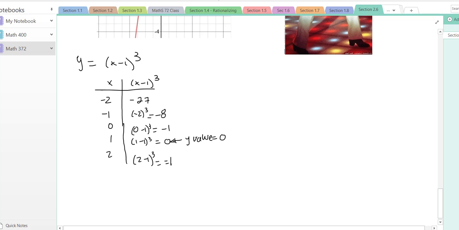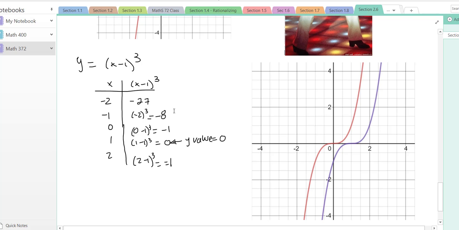So what does that mean for our graph? Let's take a look. This is the graph that we get. Our y value of 0 is now at x equals 1. Notice that at 1, it's right there, so the point (1, 0). Whereas on our parent graph, our y value of 0 was at x equals 0. So notice that it moved over to the right 1. Essentially this creates a horizontal shift.